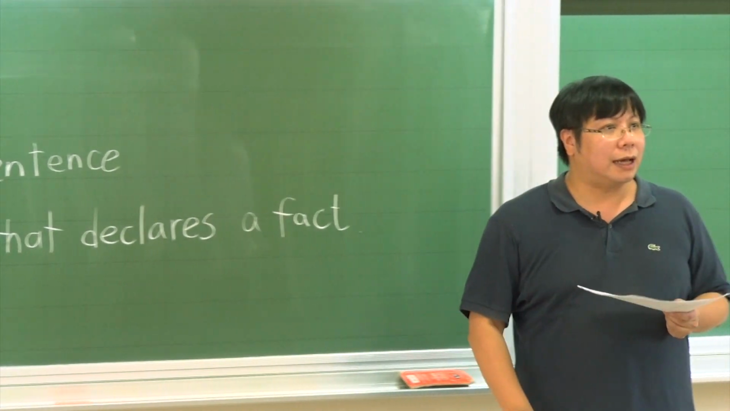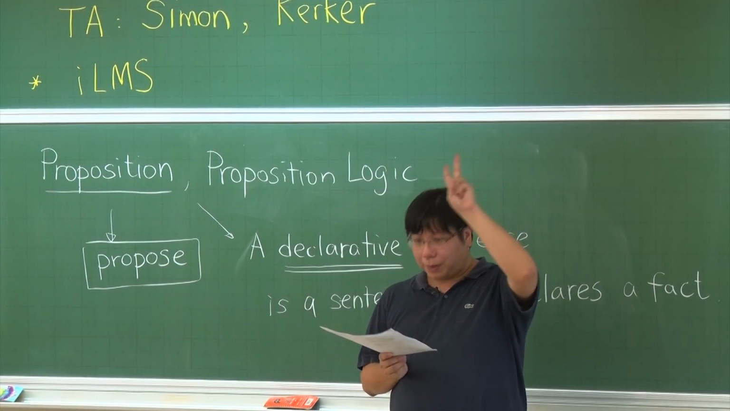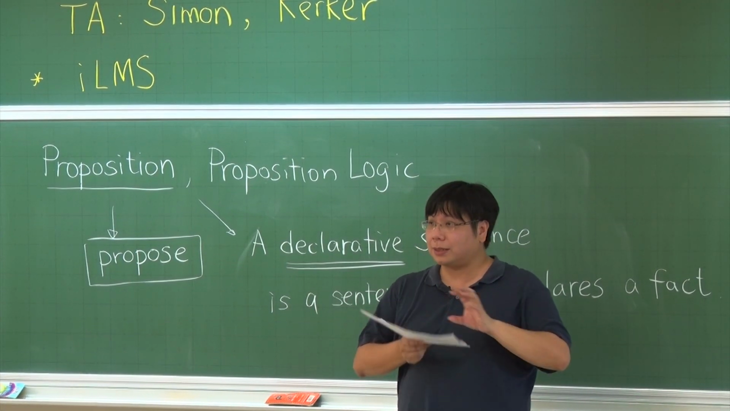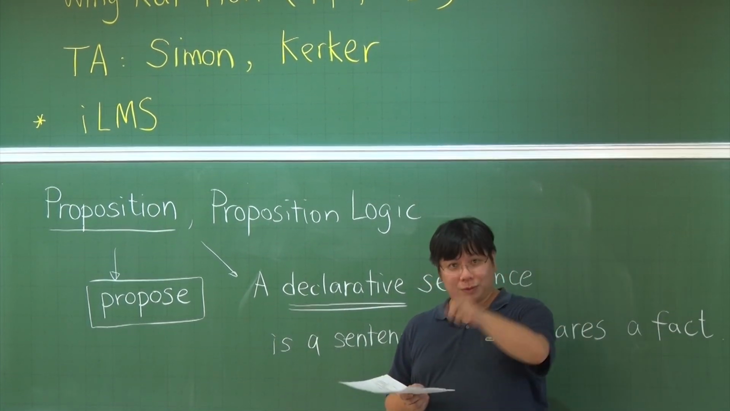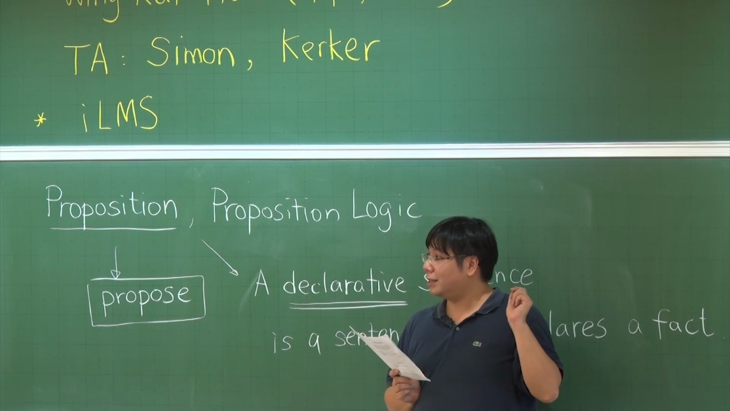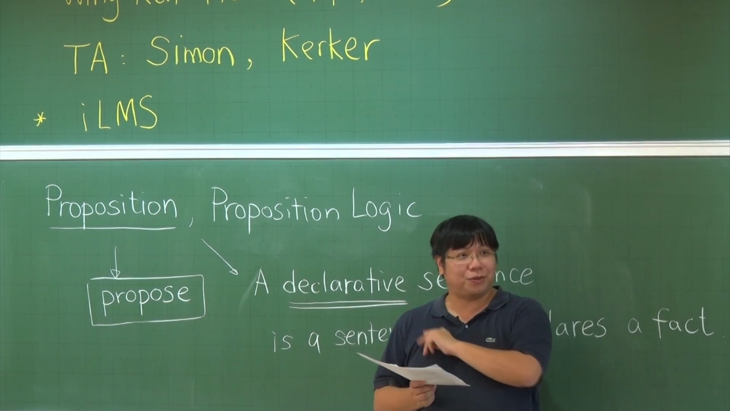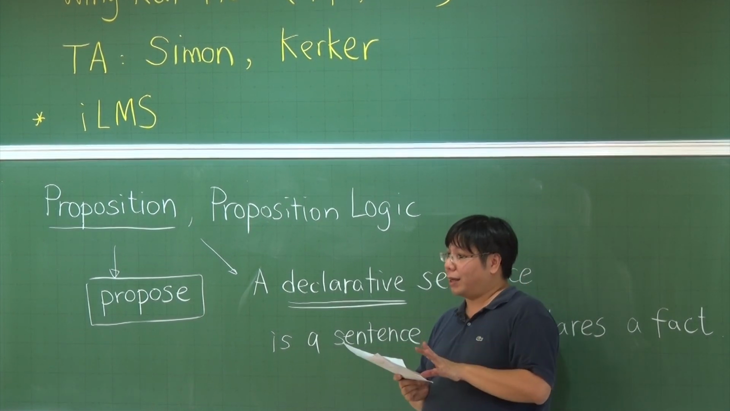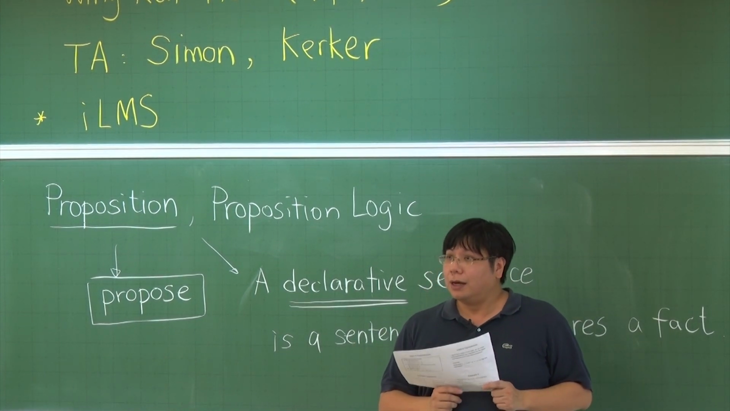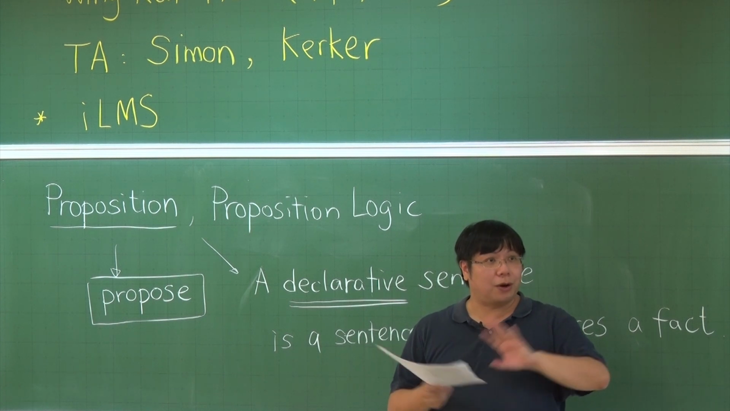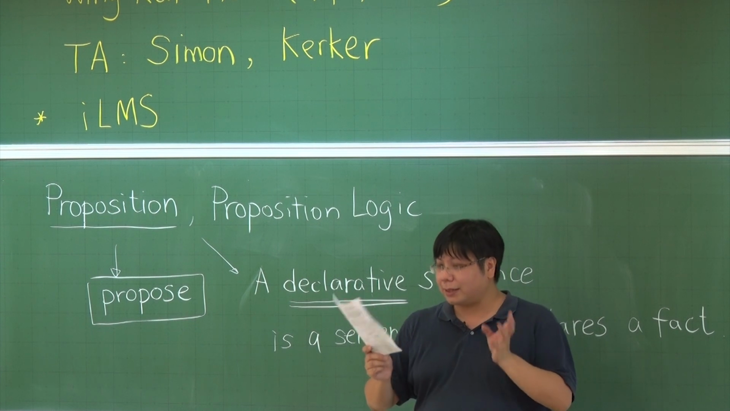What are examples of declarative sentences? For instance, 1 + 1 is equal to 2. So this is a declarative sentence. I'm declaring, I'm saying that 1 + 1 is equal to 2. Another declarative sentence: 2 + 2 is equal to 3. I'm saying that 2 + 2 is equal to 3. So this is a declarative sentence. A declarative sentence doesn't mean that it has to be correct. As long as it is declaring something, then it is a declarative sentence.